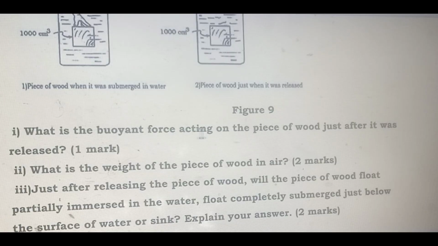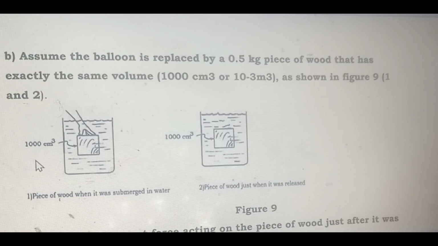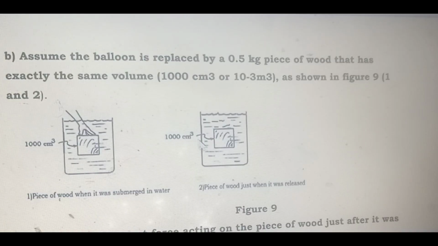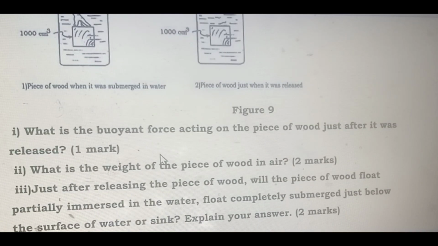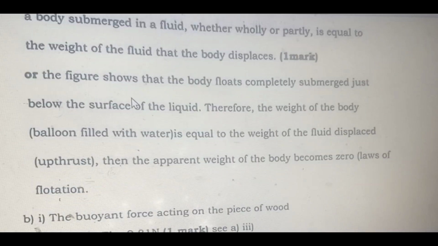I1. What is the buoyant force acting on the piece of wood just after it was raised? You can use the formula: density of fluid times acceleration due to gravity times volume. We have the volume, we have the density of water equal to 1000, and we also have gravity equal to 9.8. We also get 9.81 Newton.